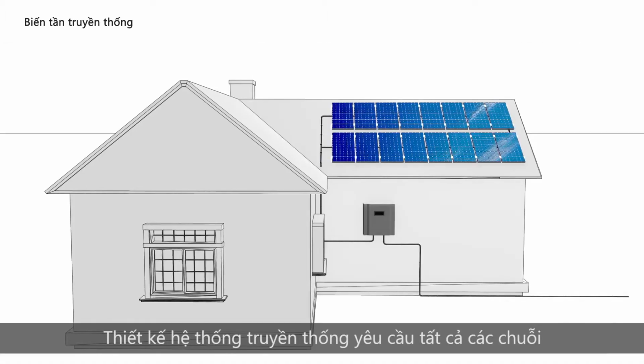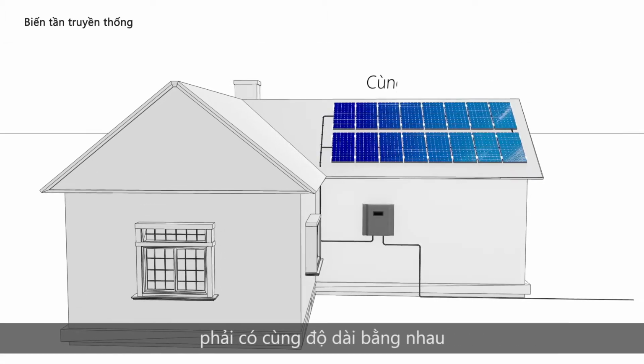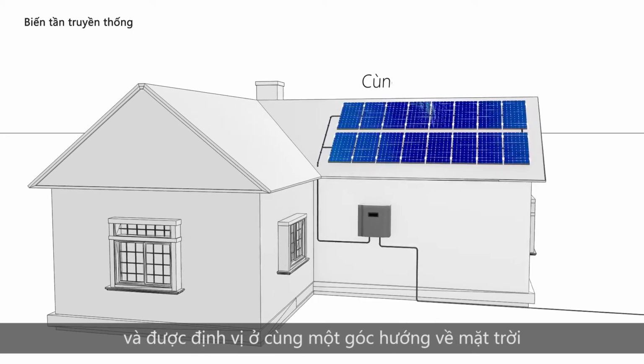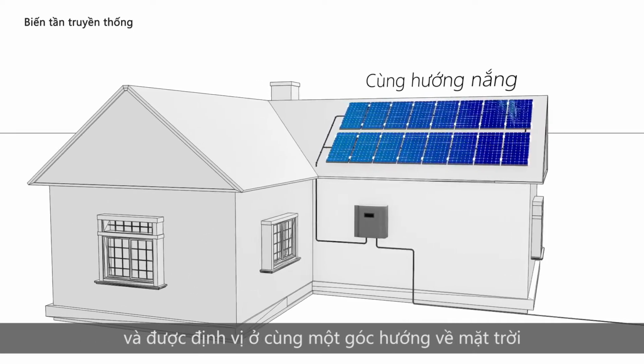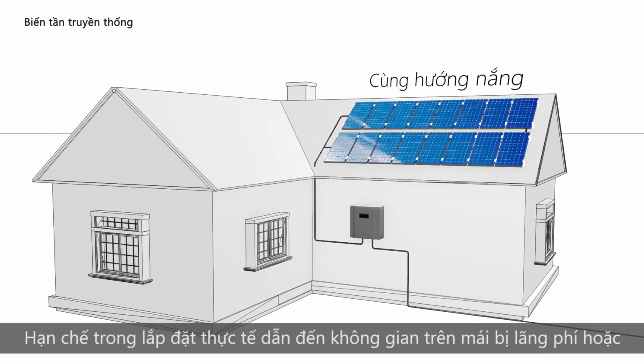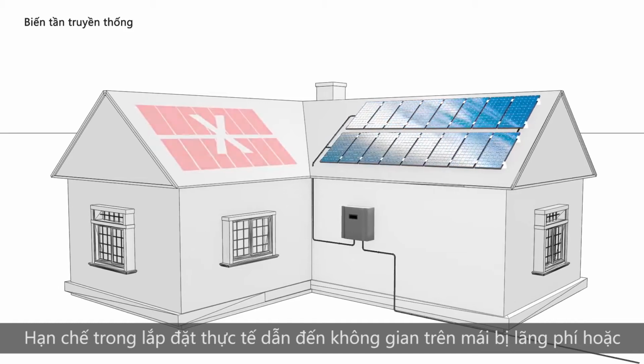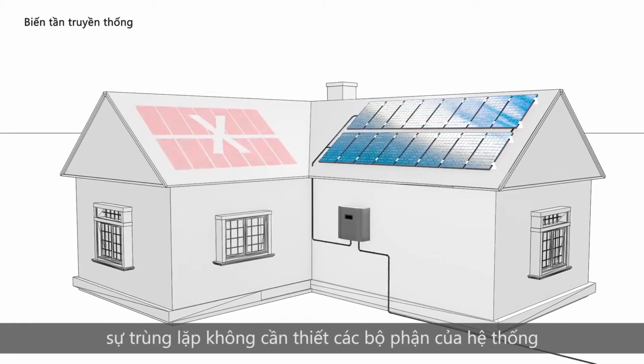The traditional system design requires all strings to be at the same length, using the same type of panels, and to be positioned at the same angle towards the sun. Real-life installation constraints result in either wasted roof space or unnecessary duplication of system components.